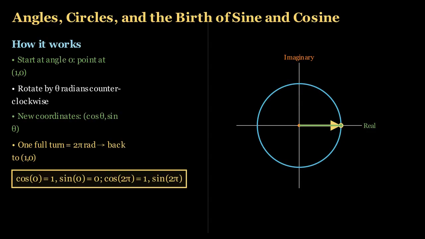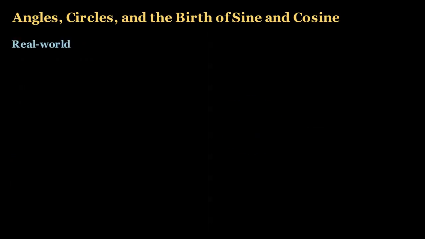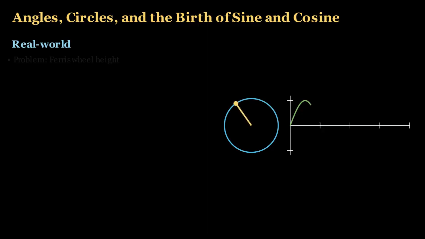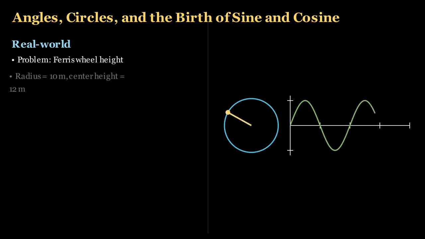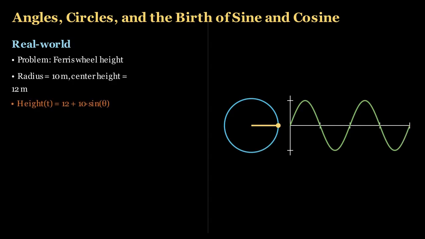To keep it simple, let's just find your height when you are at the very top. At the top, the angle is pi/2 radians, straight up. The sine of pi/2 is 1. Your height above the center is the radius, 10 meters, times the sine, which is 10 meters. Add the center's height of 12 meters, and you are 22 meters up. The formula for your height at any angle is 12 plus 10 times sine of theta. This is the power of sine: it turns circular motion into an up-down number we can use.